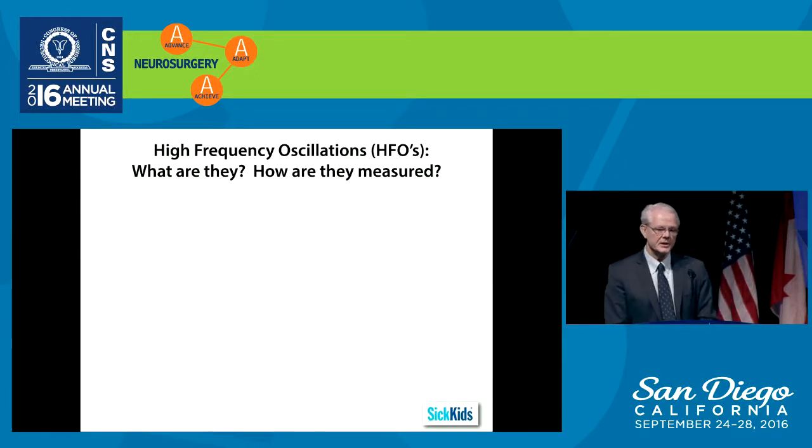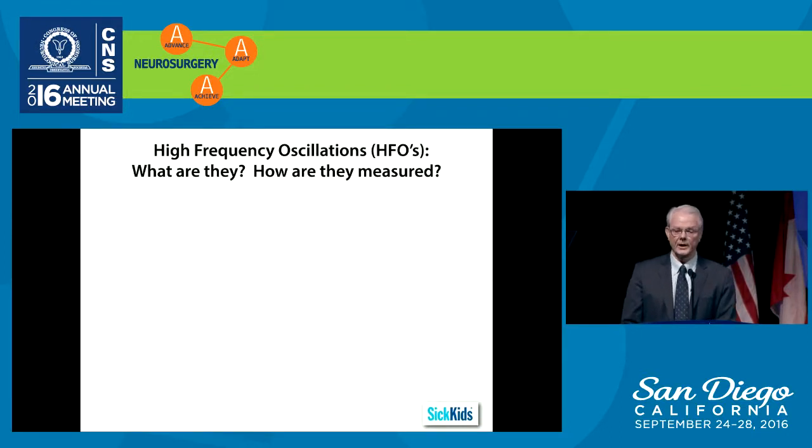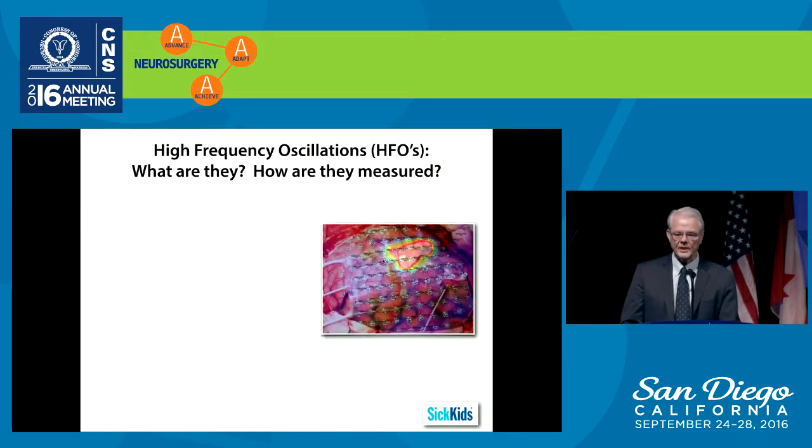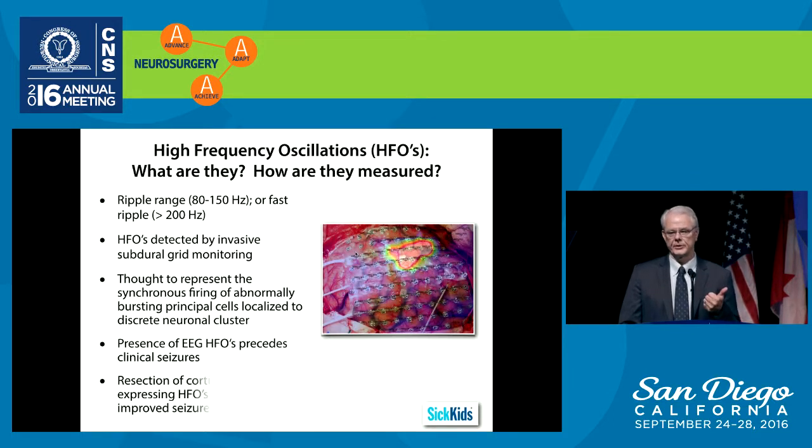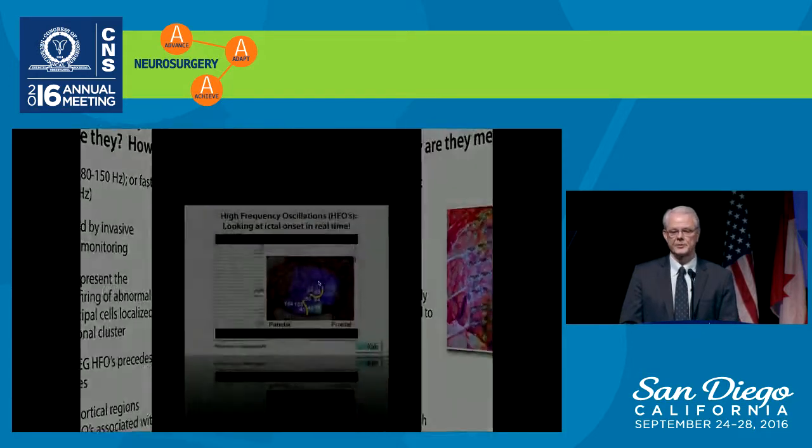Okay, the next abbreviation is high-frequency oscillations. What are they and how are they measured? This is an image showing what they looked like at the time of surgery. The normal brain has a rhythm of about 30 hertz, so there's a faster rhythm in the brain characterized by these ripples that can be anywhere from 80 to over 200 hertz. These are detected by invasive subdural grid monitoring. The presence of them are detected by EEG, and they precede clinical seizures. And resection of these cortical regions can be extremely important in getting good outcomes after epilepsy surgery.